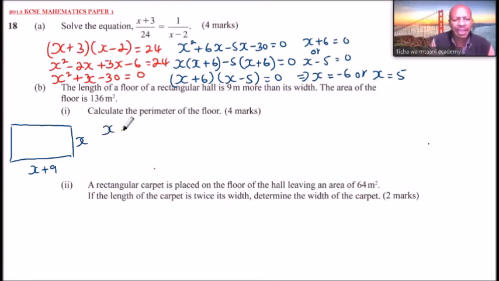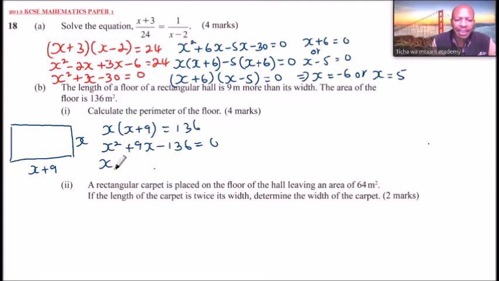So we can say x times x plus 9 is equals to 136. That will give you the area. So you open the bracket, you'll be able to get x squared plus 9x. You bring 136 to this side, it becomes negative, so it will be x squared plus 9x minus 136 is equals to 0. It is a quadratic equation, and like I have said above here, we can just get to the factors x minus 8, and we have x plus 17 is equals to 0.